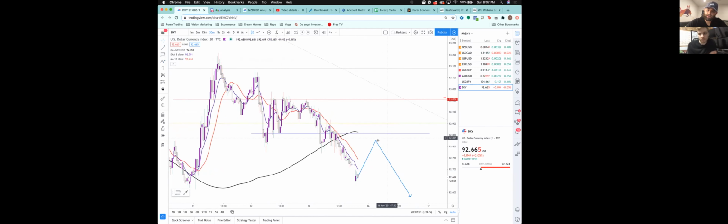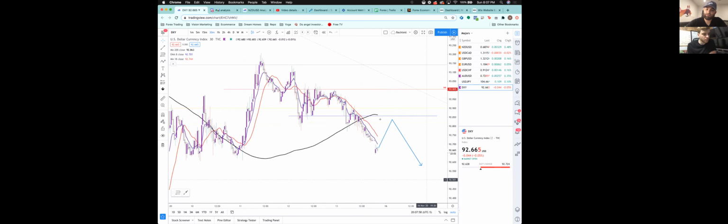We got the 200-day coming in this area too. So that'd be a good spot. So we'll see if this thing pulls back up, retraces. That'll be the next potential area for this thing to head lower. So that's DXY. Let's head over to NZD/USD.